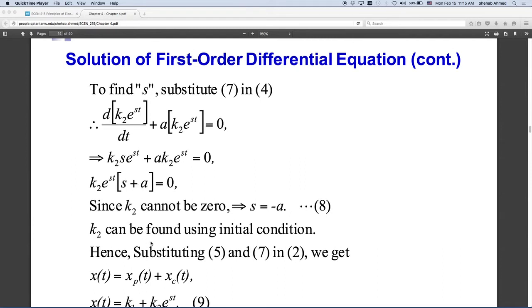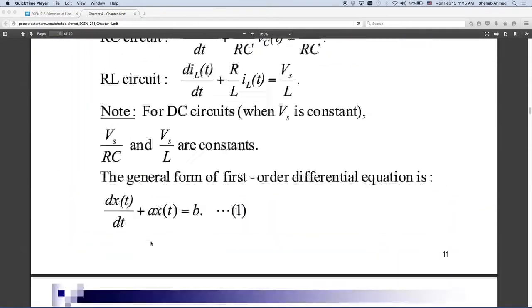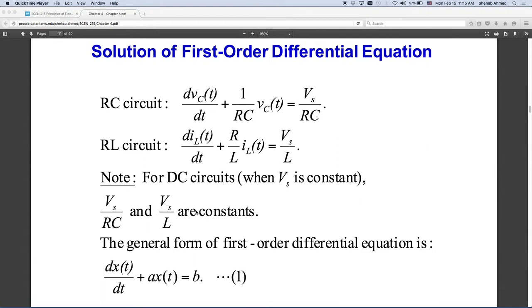And then a is equal to what? In each of these, in the RC circuit and in the RL circuit, we know the value of a. We go back to the equations. A in the RC circuit is 1 over RC. A in the RL circuit is R over L. Right? So I know a, and I know s is equal to minus a.